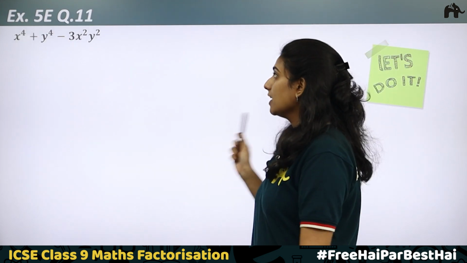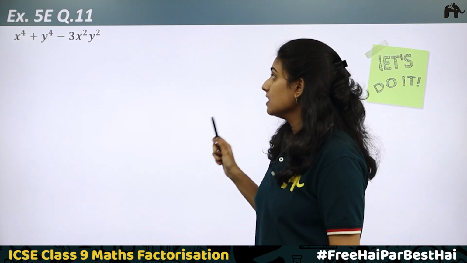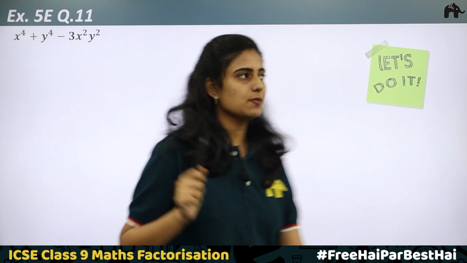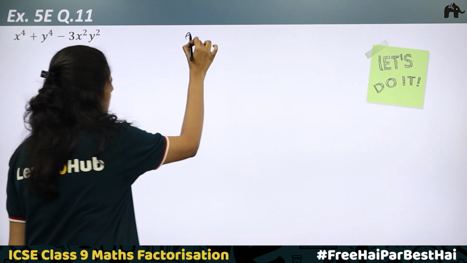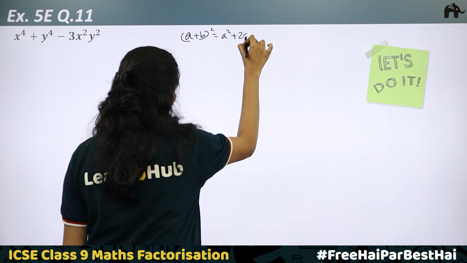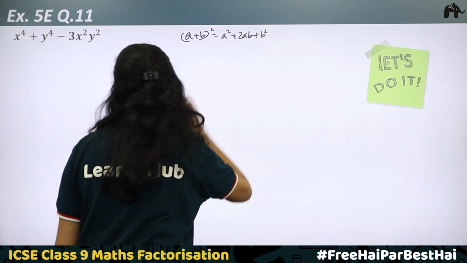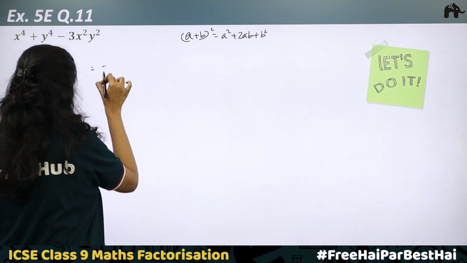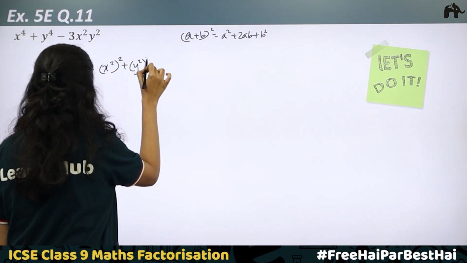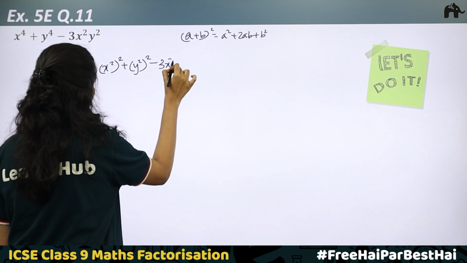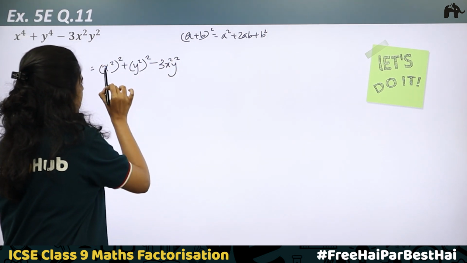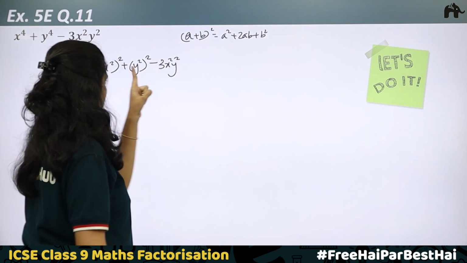Next, question 11 of exercise 5e. x raised to 4 plus y raised to 4 minus 3x square y square. How can you express this? So here again, we'll bring the form a plus b whole square is equal to a square plus 2ab plus b square. Okay, this is written as x square the whole square plus y square the whole square minus 3x square y square. Okay, so a we have x square, b we have y square.